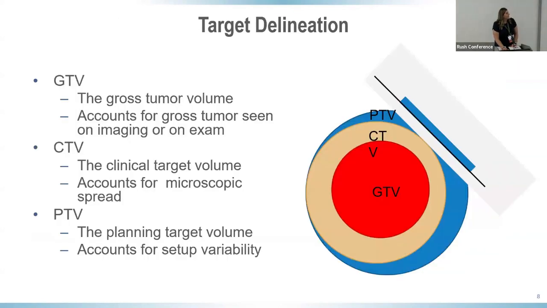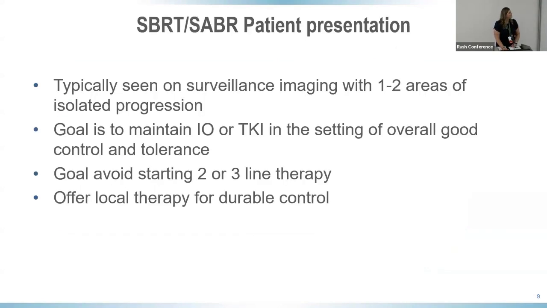This is how we target the tumor. The 2 rules of radiation is do no harm and do not miss. So the GTV is the gross tumor that you see on imaging. The CTV is the target volume, which accounts for any tiny or microscopic disease around the tumor. And the PTV is our planning target volume, which accounts for any movement.